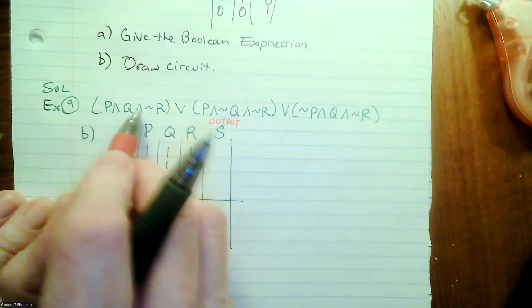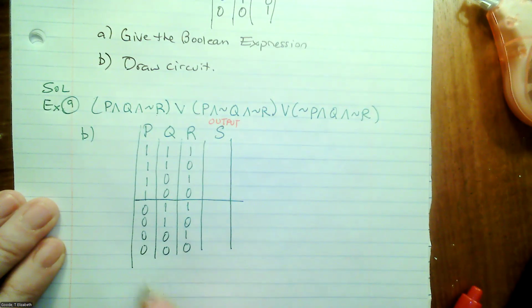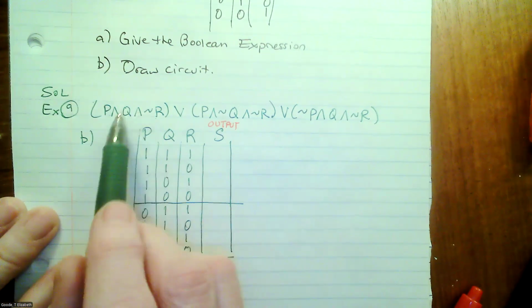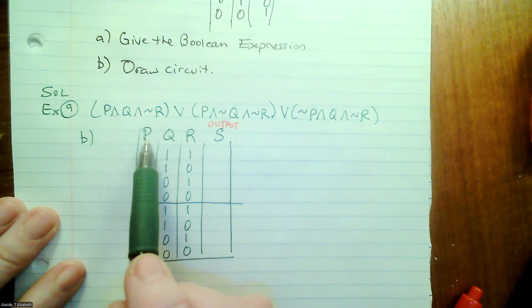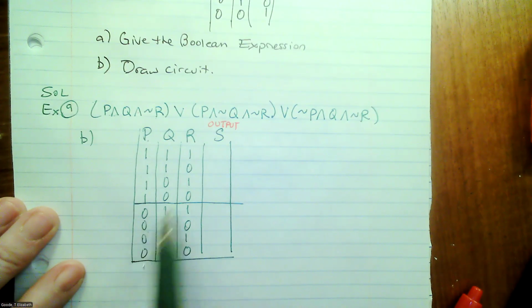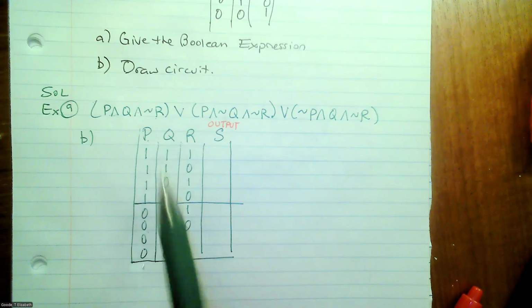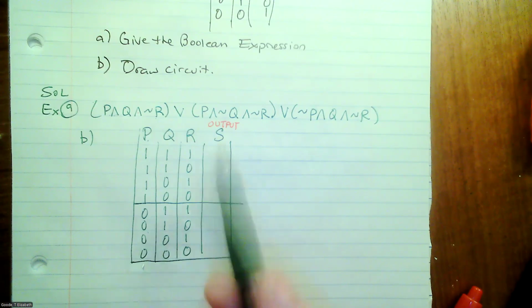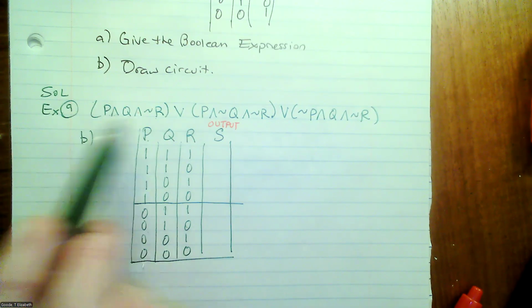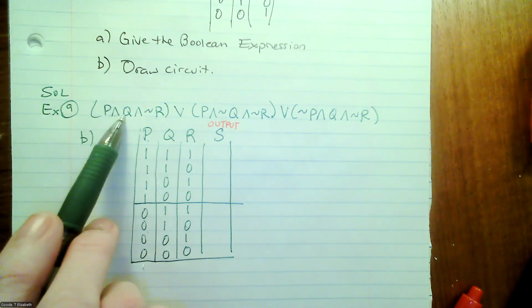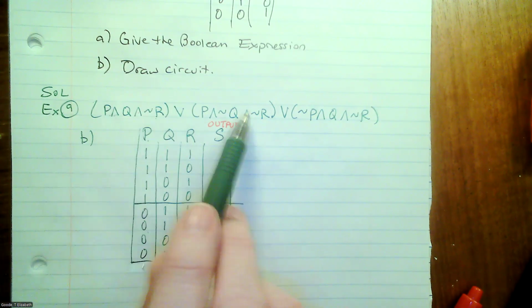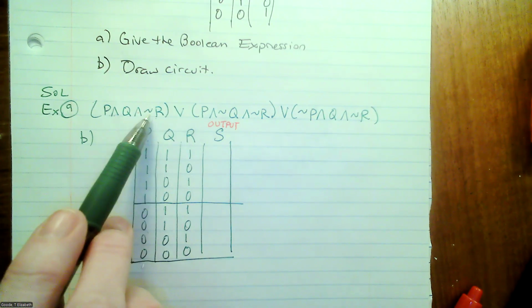The minute we see a P, a Q, and an R, we know we're dealing with 8 rows. Why 8 rows? Because there are 2 choices for P, either true or false, 1 or 0; 2 choices for Q; and 2 choices for R. So 2 times 2 times 2 gives us the 8 rows. But look, which row has the input where P is true and Q is true and not R is true? What does it mean? If not R is true, what does that tell us about R?